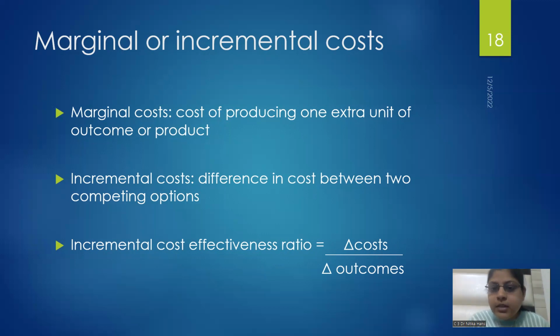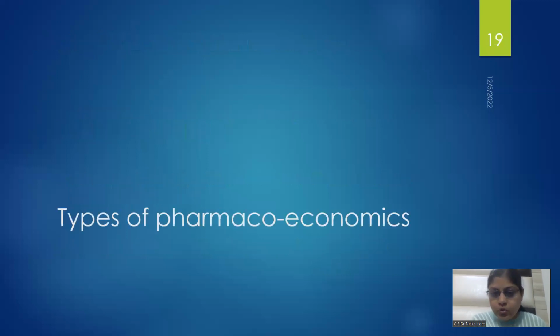Incremental cost is the difference in the cost between the two competing options. The first treatment is given, then the second treatment is given. So what is the difference between the two treatments? That is the incremental cost. Incremental cost effectiveness ratio is the difference in the cost of the newer alternative and the older alternative drug therapy, and the outcome produced, that is the difference between the outcomes of older and newer drug therapy. That is the incremental cost effectiveness ratio.